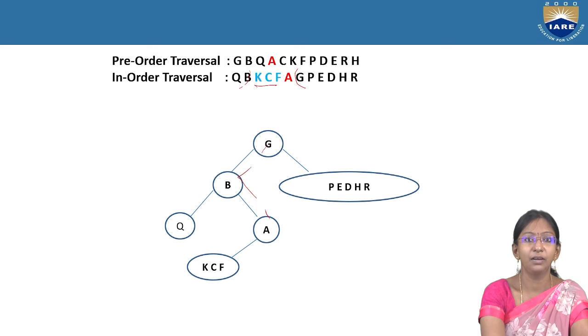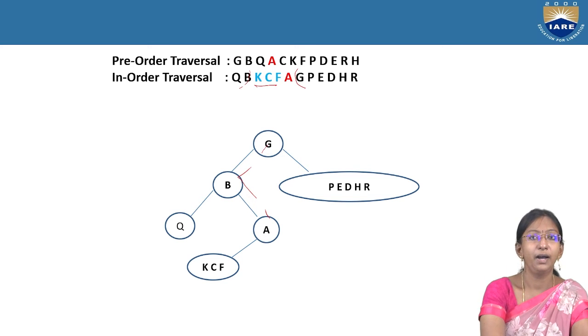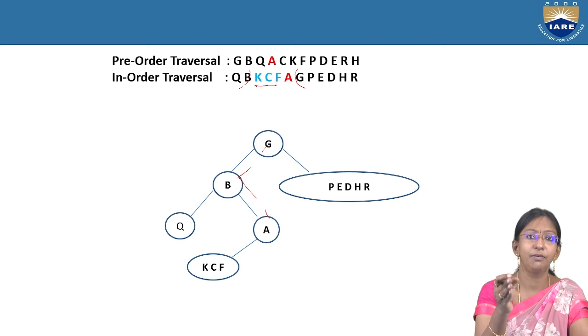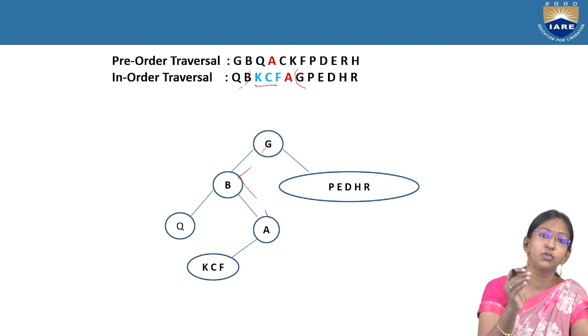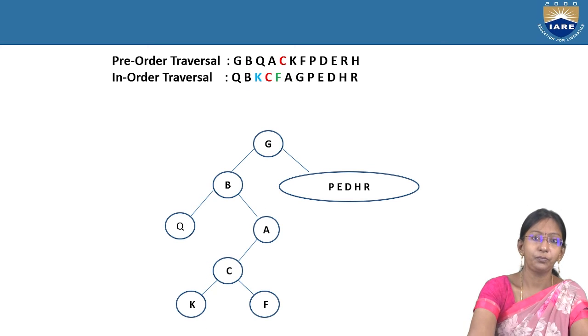So A's children are KCF, but who is the right? Which one is the left? We do not know. So as in the in-order, K, C, F are on the left side of A. So place all the three on the left side of A. Okay. Next element is C.